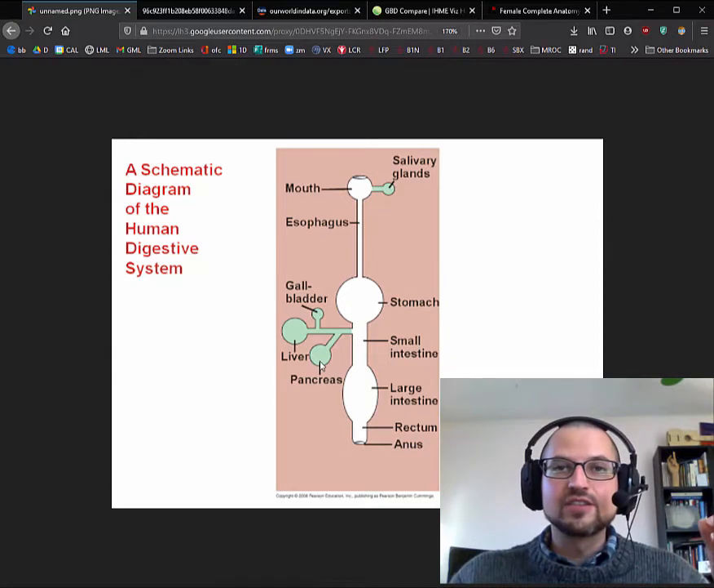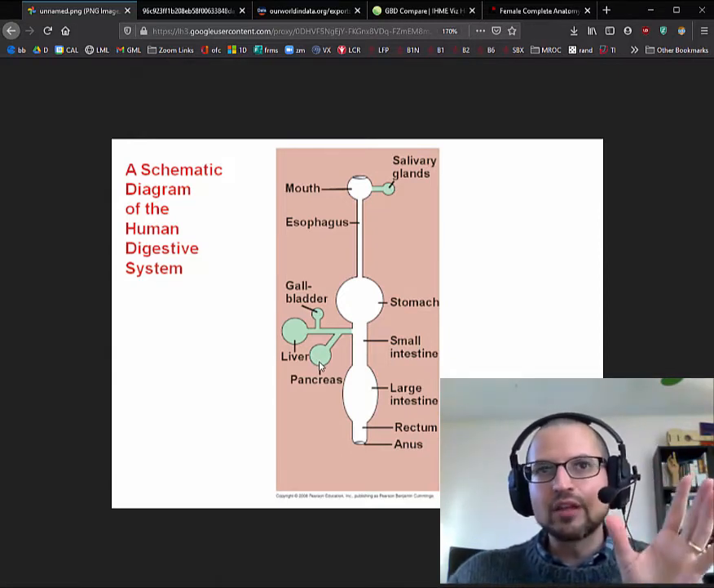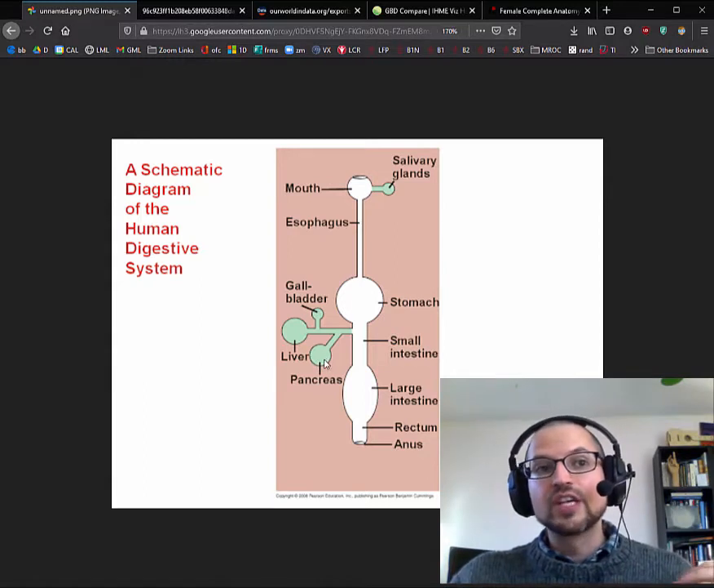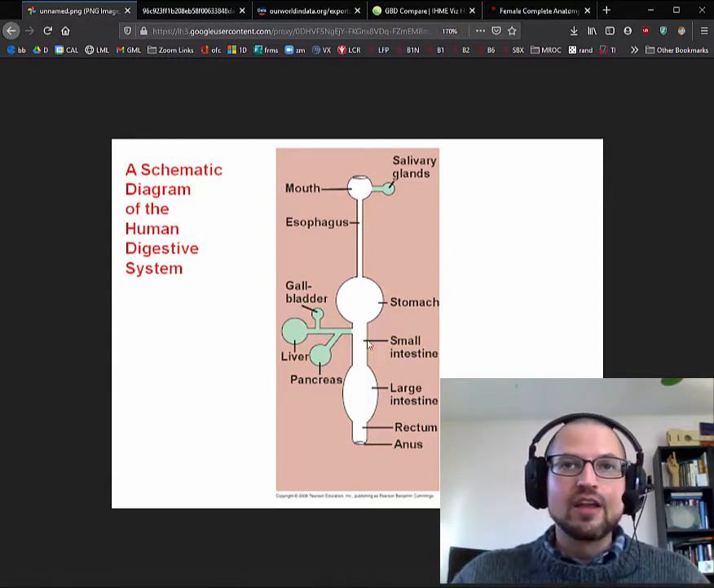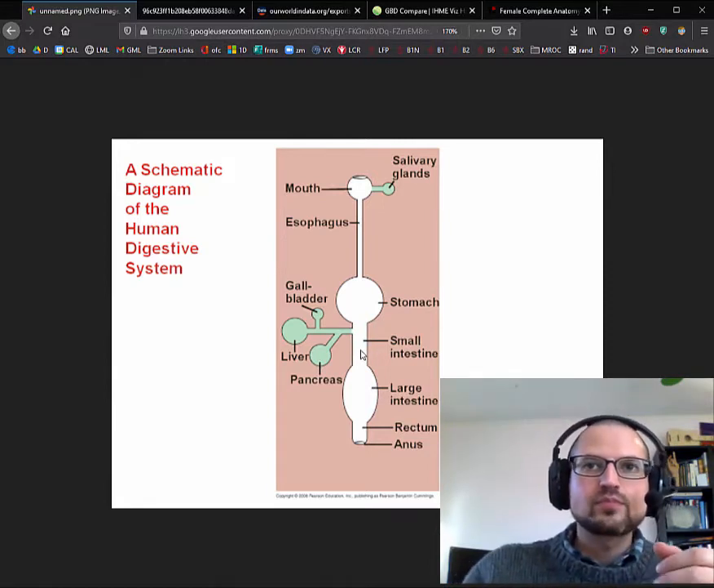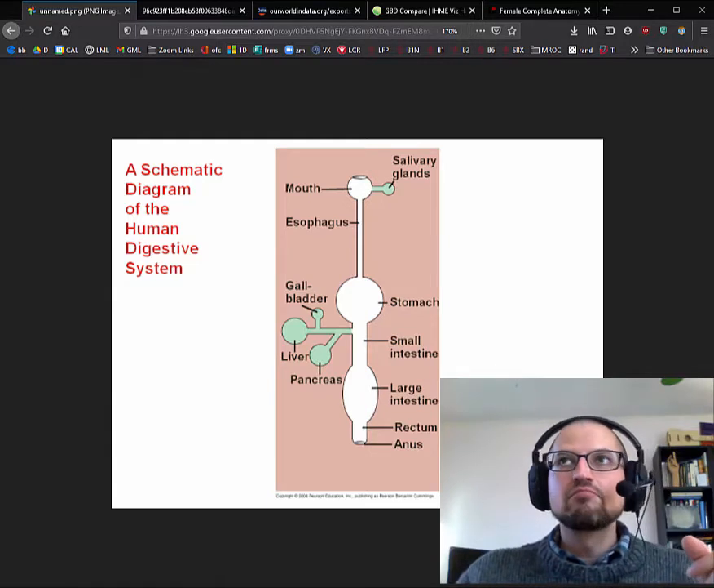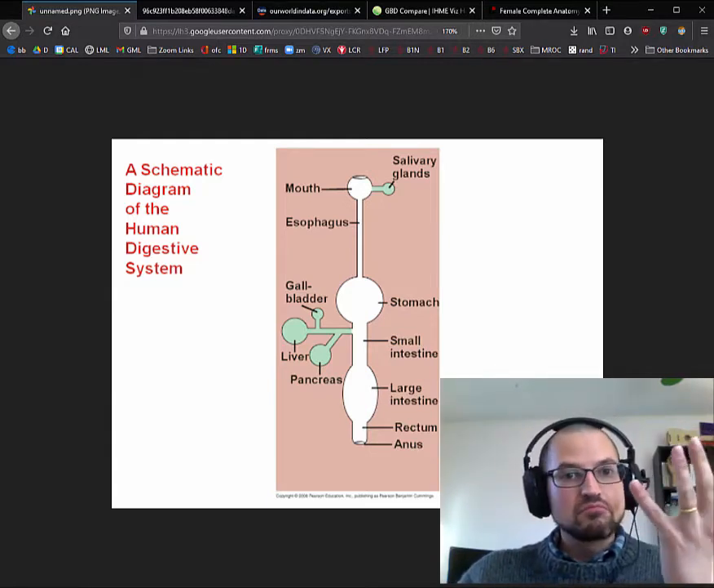Pancreas secretes loads of enzymes like amylases, proteases, lipases, and more. So your pancreas is, you may know it from its association with producing insulin and glucagon and regulating blood sugar, but it's also producing a ton of digestive enzymes, which it dumps through this shared canal here into the small intestine to facilitate digestion.